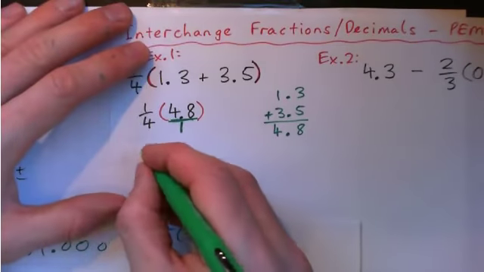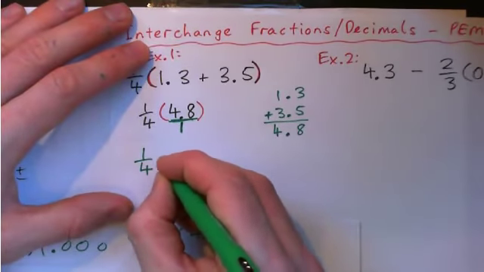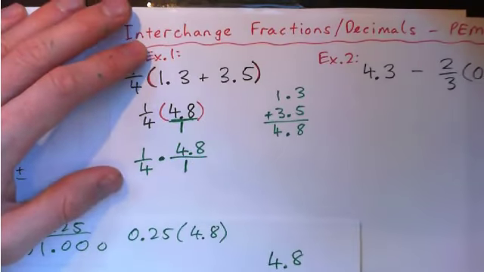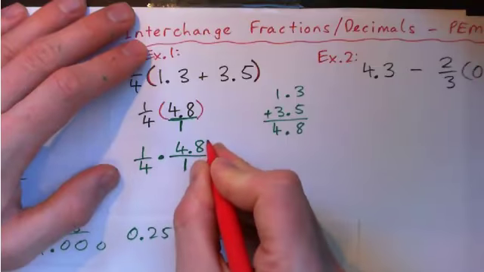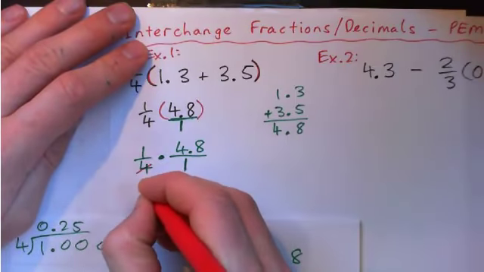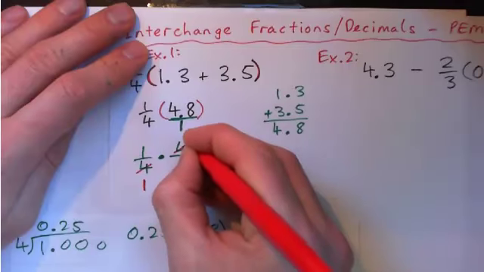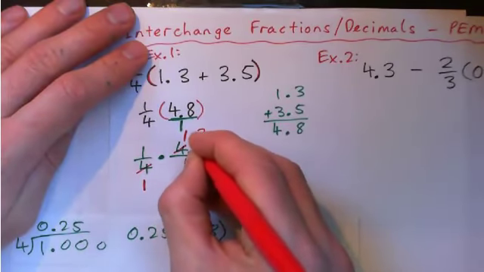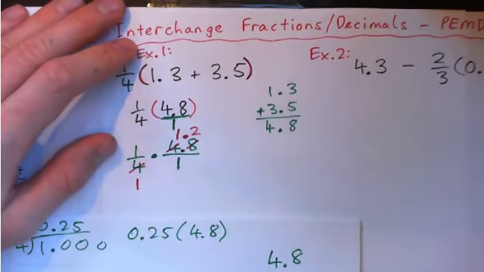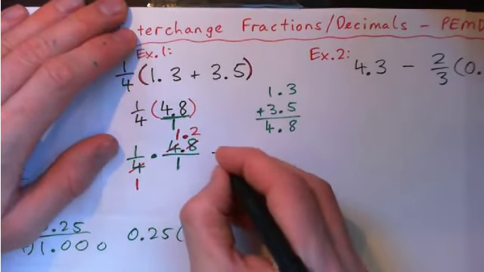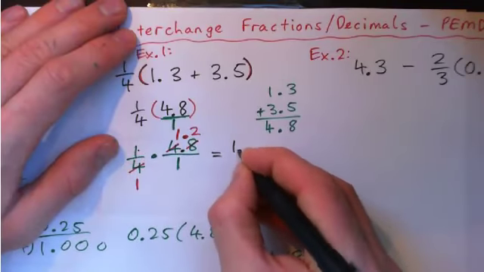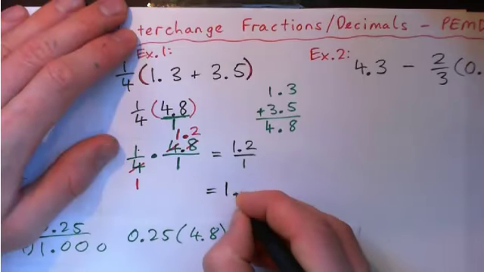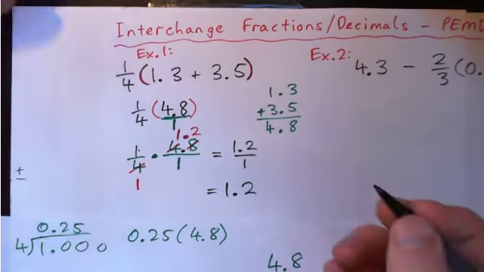I guess if you want, you could write it out again. 1/4 times 4.8 over 1, if you want to make it clear. You've got 4 on the bottom and 4.8 up here. What's this? 4 into 4 goes once. 4 into 4 goes once. 4 into 8 goes twice. And the decimal point must go here. So we've got 1.2. So this gives me 1 times 1.2, 1.2 over 1 times 1, which is 1. So of course it just gives you 1.2. 1.2 over 1 is just 1.2.